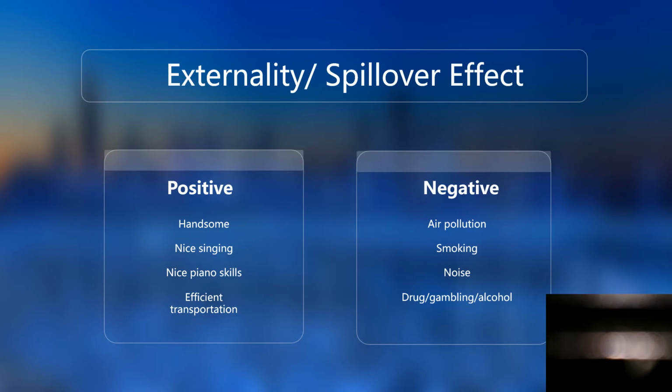Other common examples of positive spillover include nice singing. Imagine your neighbor is good at singing, and she always practices her singing skills at home, and you really enjoy listening to it, but you don't pay for this. So this is a kind of positive externality as well. There are also negative externalities, including air pollution, water pollution, smoking, noise, overdrinking, and lots of other examples.